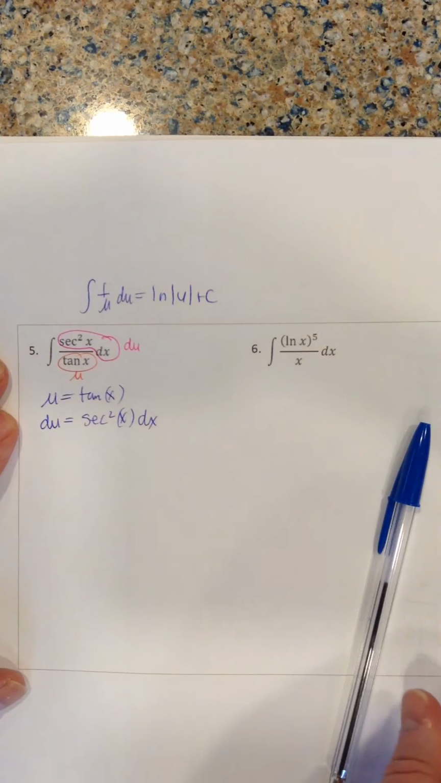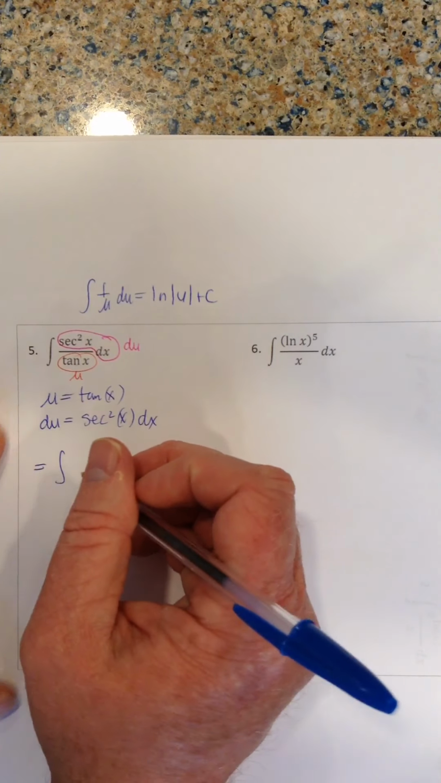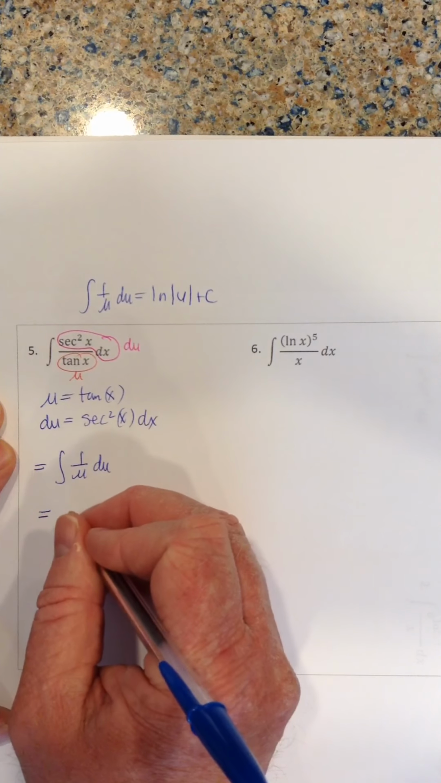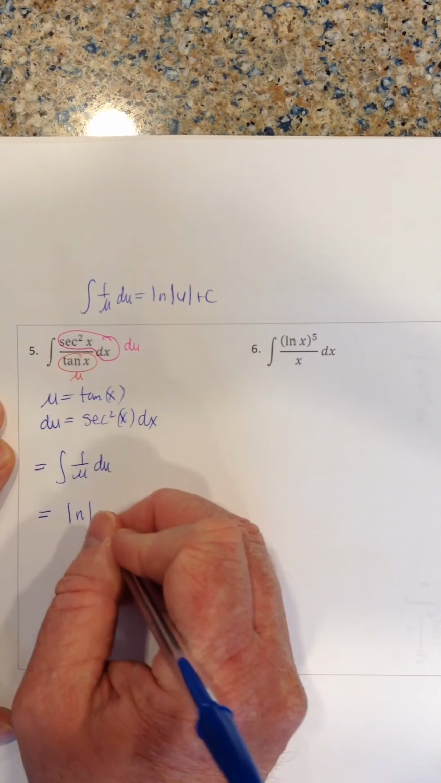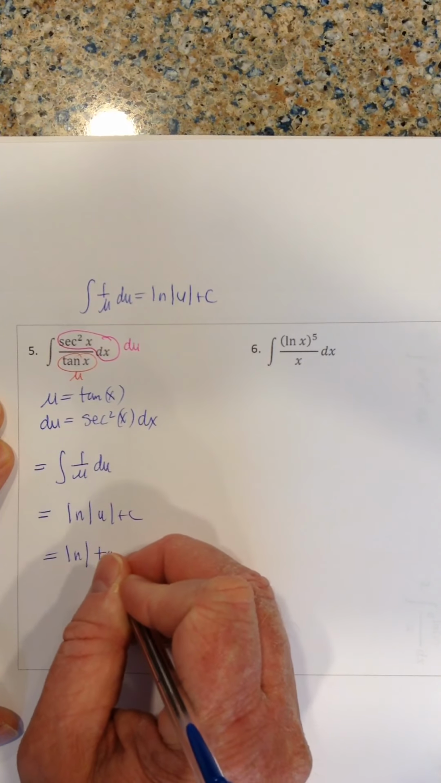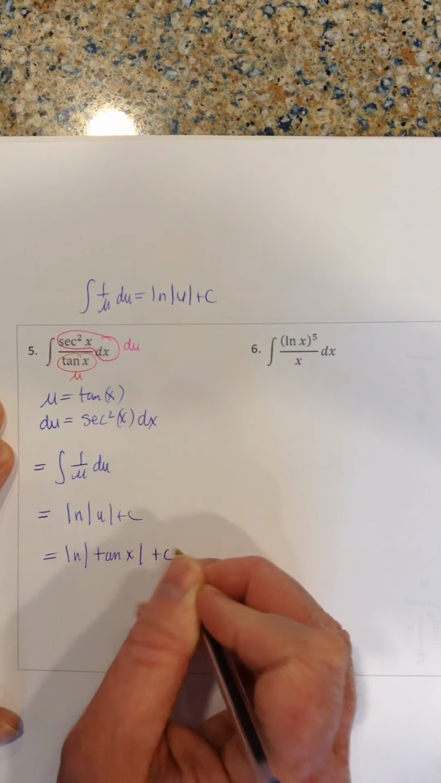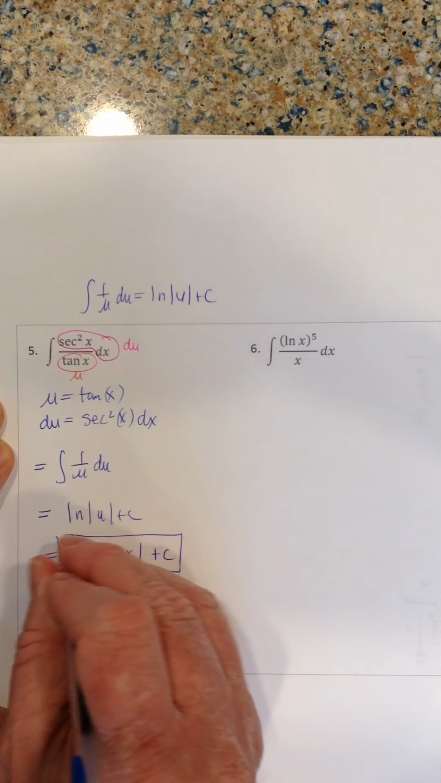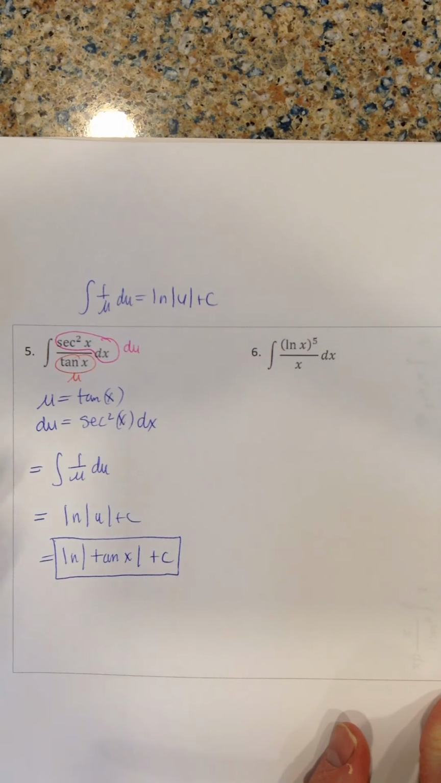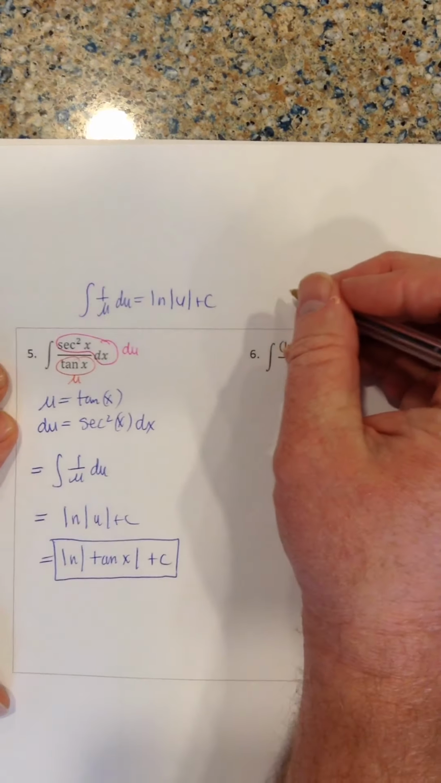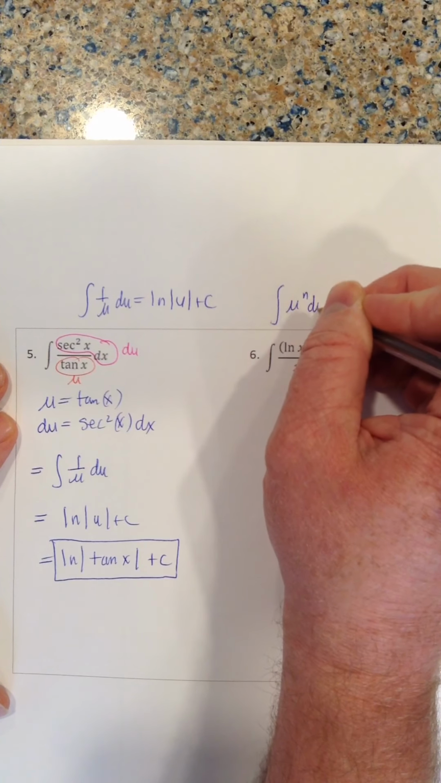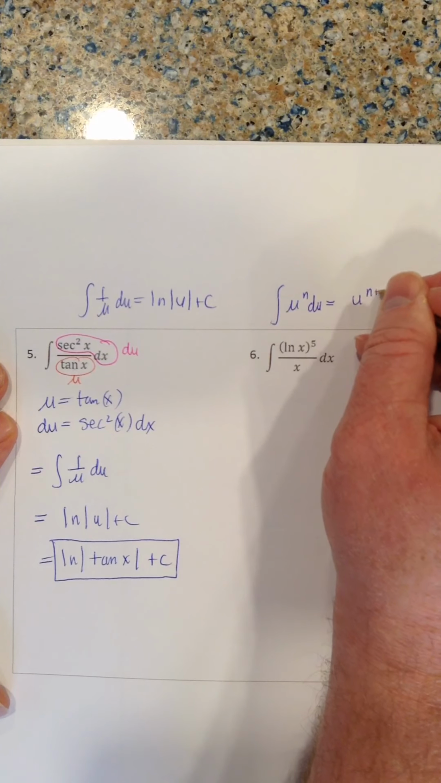This tan is my u, so I can do my substitutions of u and du and get 1 over u du. So that means I get natural log of the absolute value of u plus c, or the natural log of the tangent of x plus c. Okay. Now number 6 looks a little different. I think number 6 is going to follow the power rule variety.